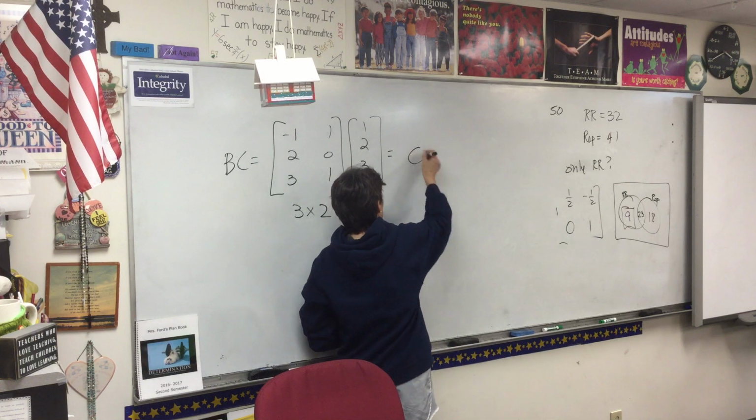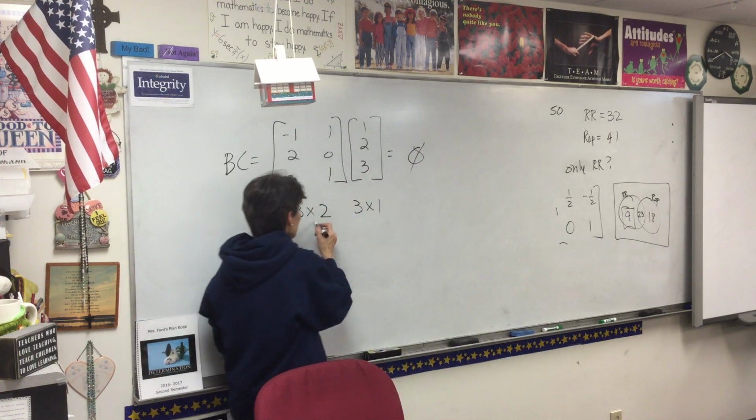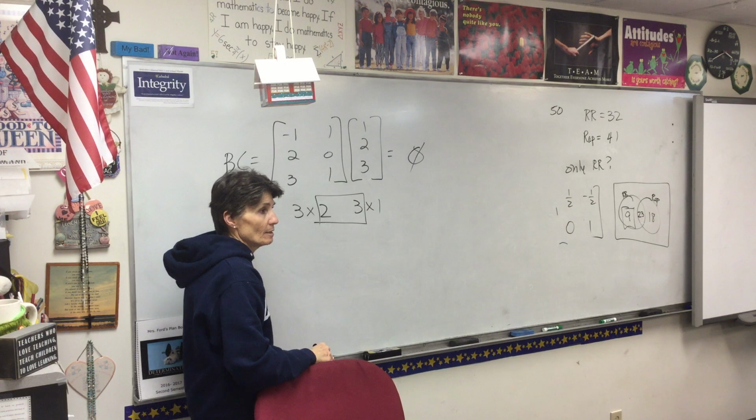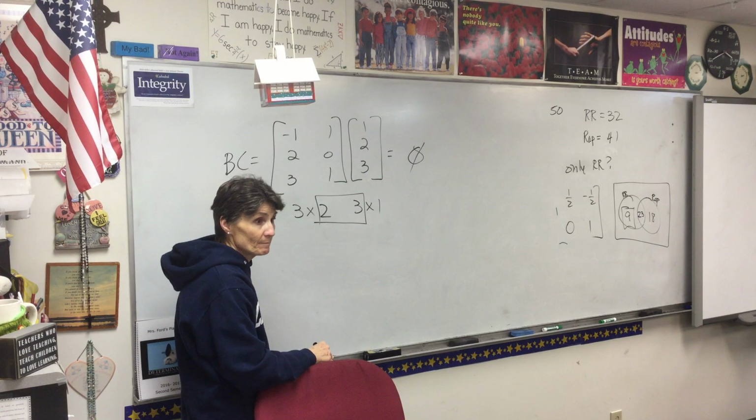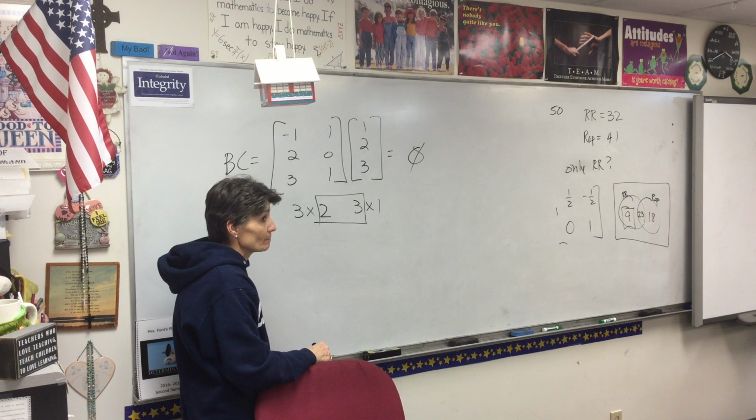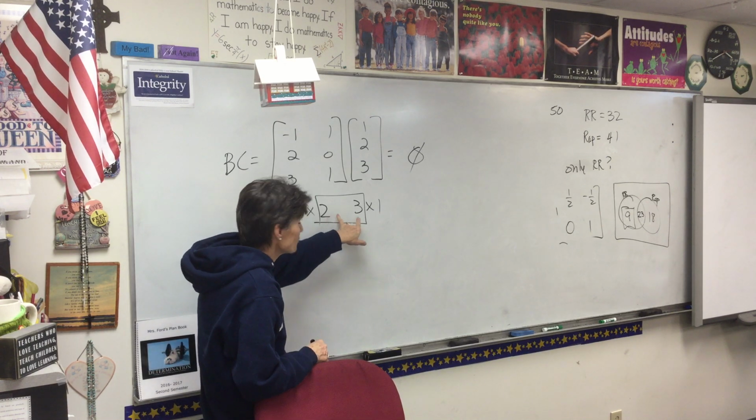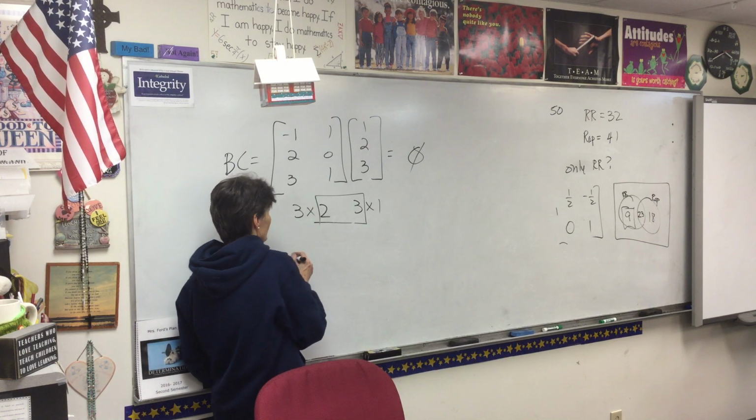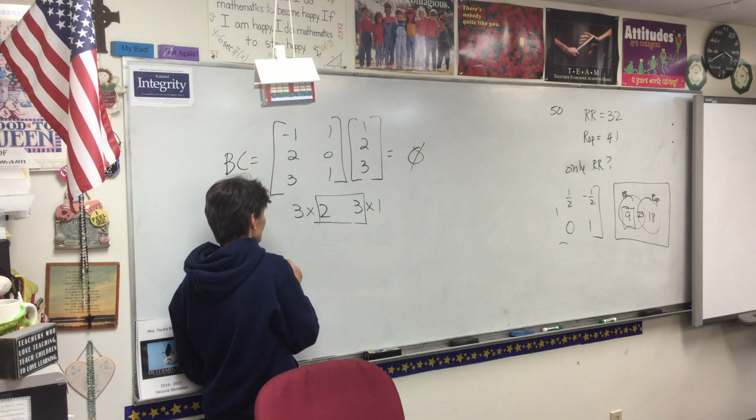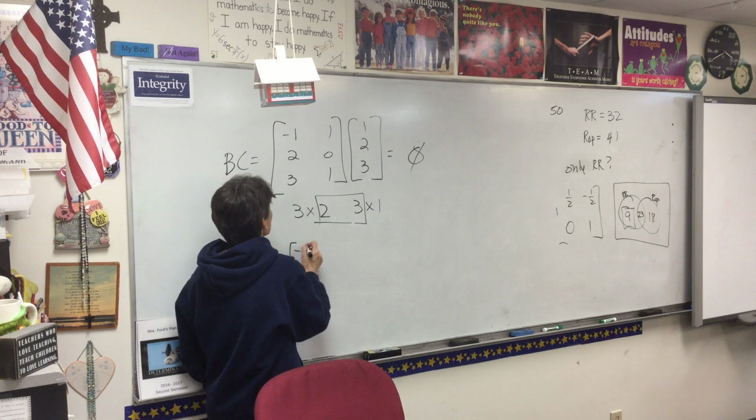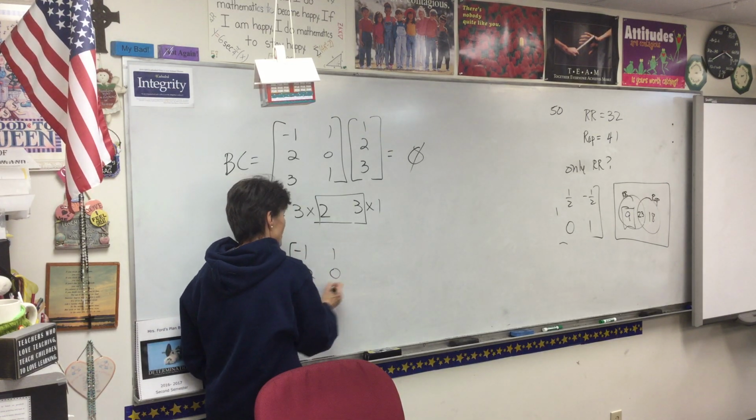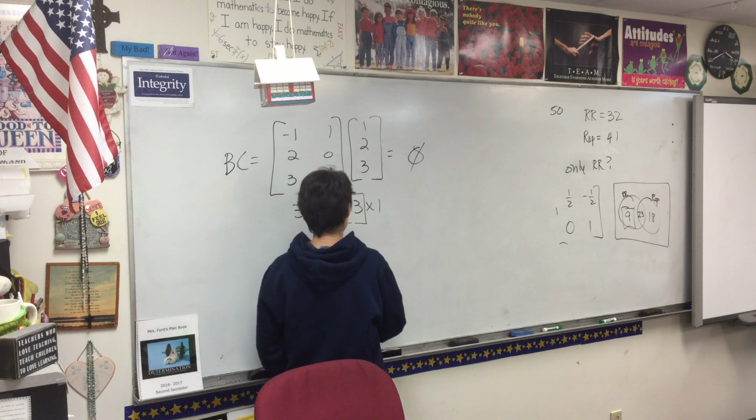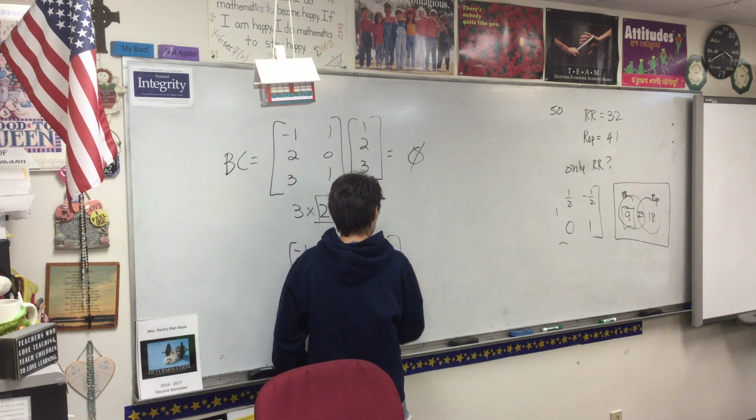Can't do. Can't multiply it because these 2 don't match. Can't be done. You can only multiply if the inner numbers are the same. These 2 numbers have to match if they're multiplied. All right, so a problem that could be multiplied would be this. Let's suppose we wanted to do this problem. The one on the paper does not multiply.